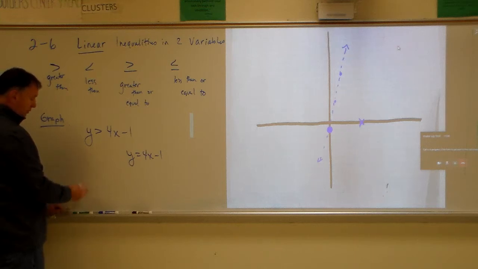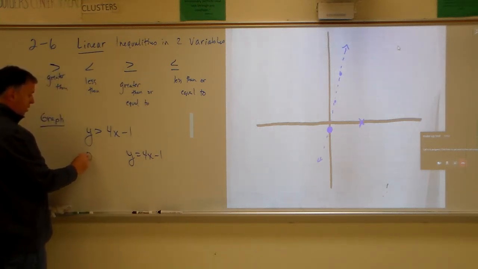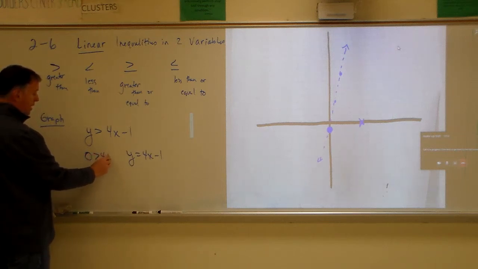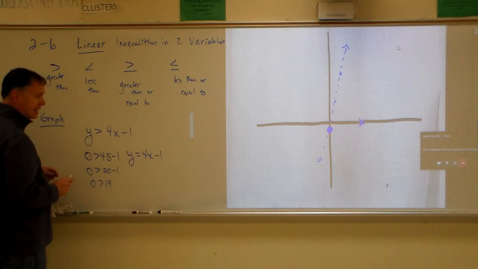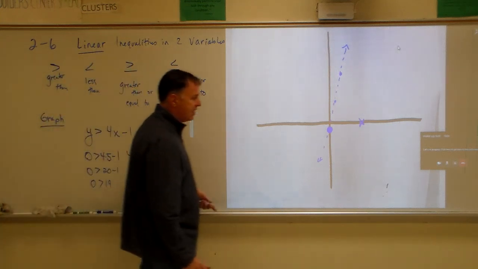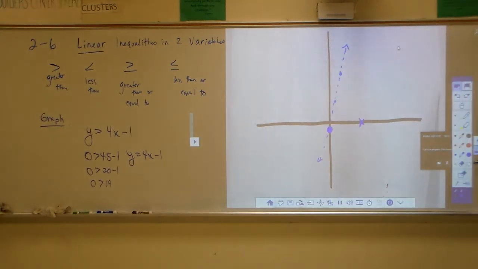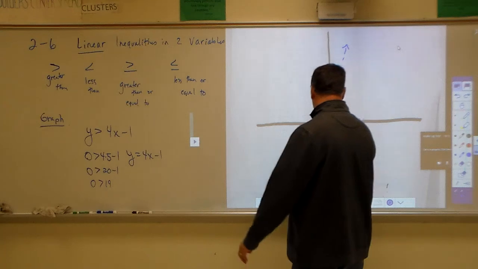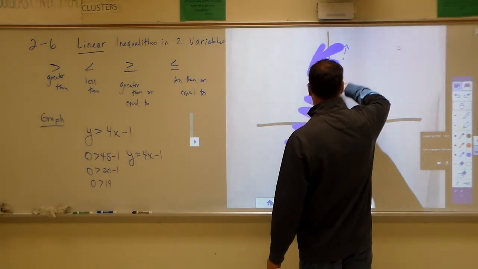So that marker's not going to work over there. Is 0 greater than 4 times 5 minus 1? Again, I'm plugging in 5, 0. Is 0 greater than 20 minus 1? Is 0 greater than 19? No, it's not. So I can't shade this side of my line. I have to shade the opposite side of my line. Okay, so I go over here and I shade the opposite side of my line.